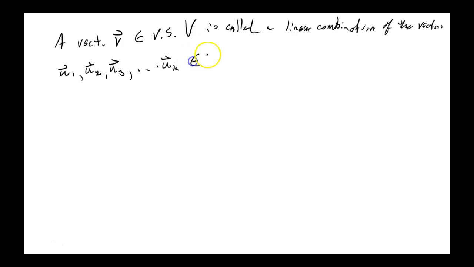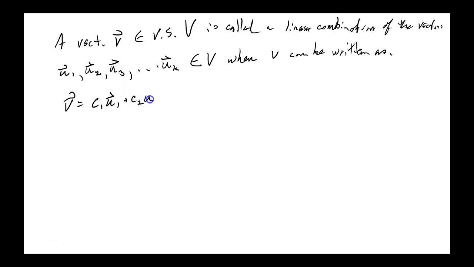In V, in that same vector space, when that vector V can be written as V is equal to C1 U1 plus C2 U2 plus C3 U3 plus dot dot dot up to and including C sub K U sub K.